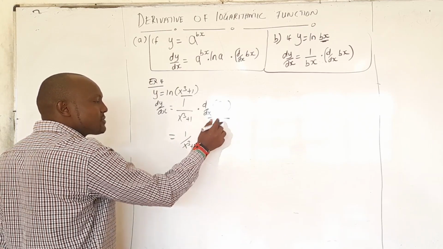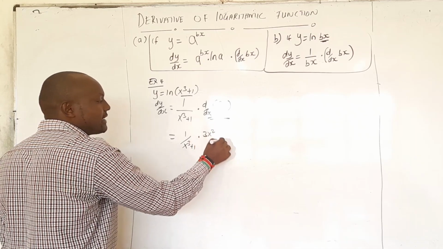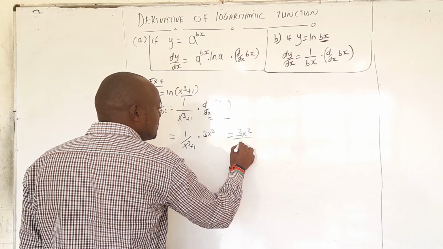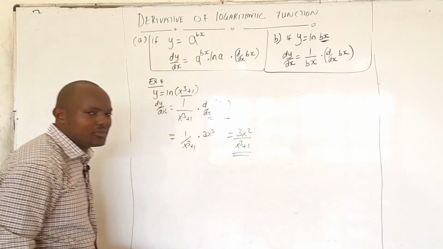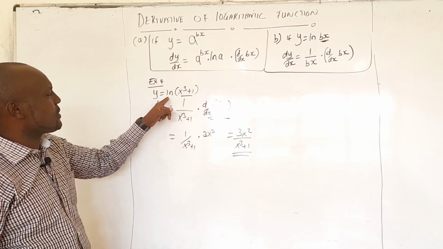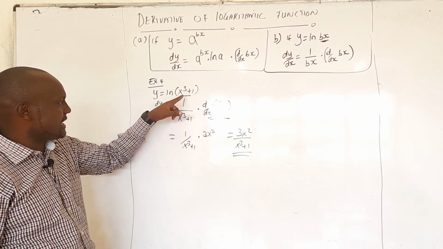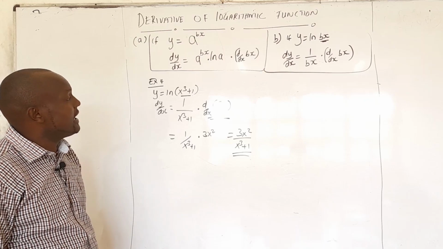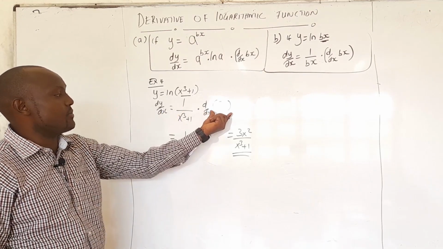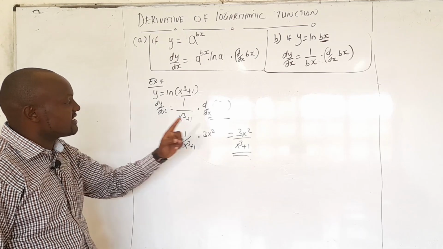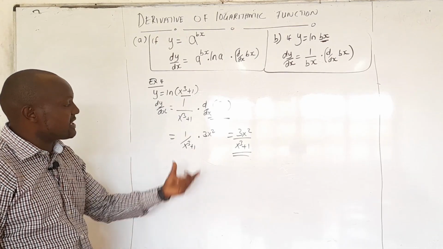When you differentiate x cubed plus 1, you get 3x squared. So the answer will be 3x squared all over x cubed plus 1. That's how we differentiate natural logarithm. Natural logarithm of x cubed plus 1 is 1 over that function times the derivative of the same function inside our natural logarithm, and when you differentiate x cubed plus 1, you get 3x squared, and that will be the answer.